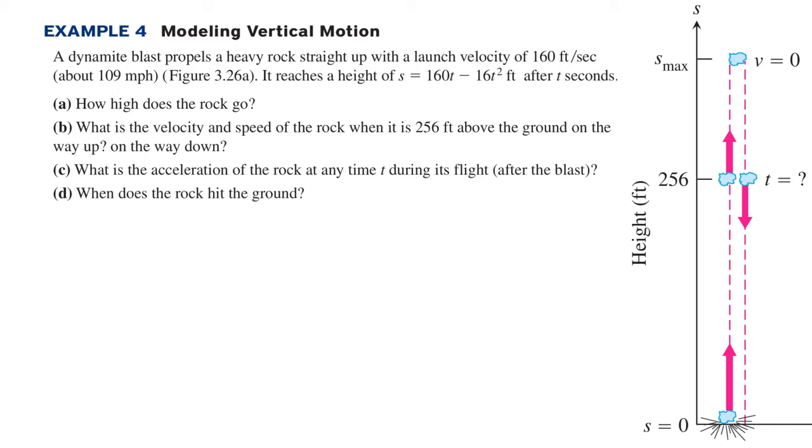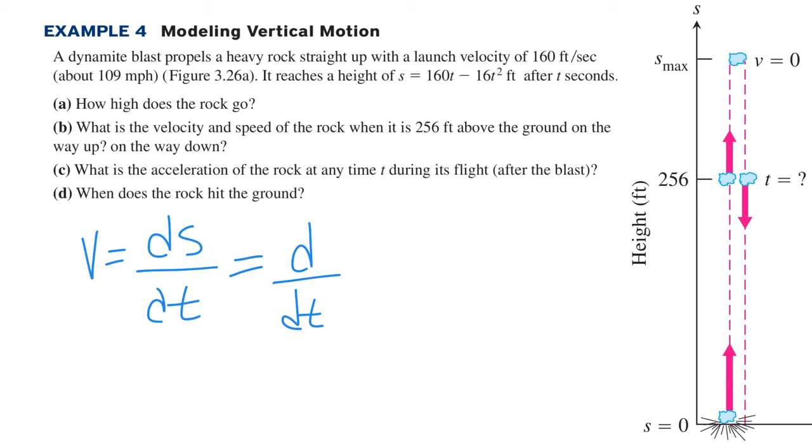So if we think about a rock going up and then coming back down, we can remember that the instant when the rock is at its highest point is going to be the one instant during the flight when the velocity is actually equal to 0. And so at any time for this rock, our velocity is equal to ds/dt, which is d/dt of 160t minus 16t squared.